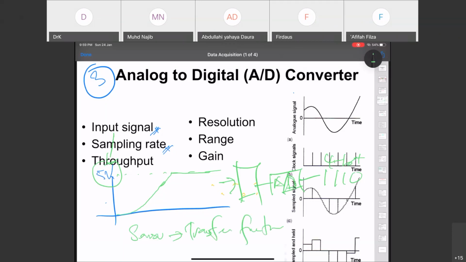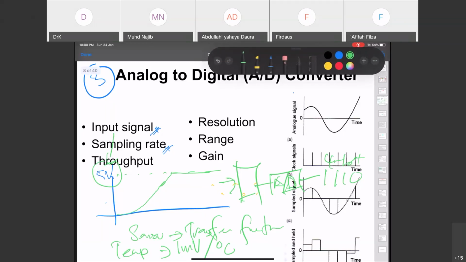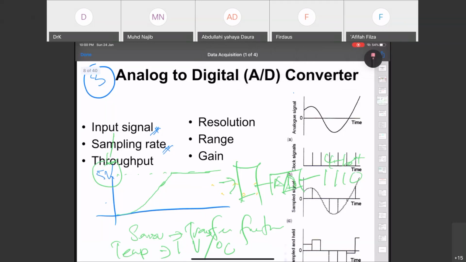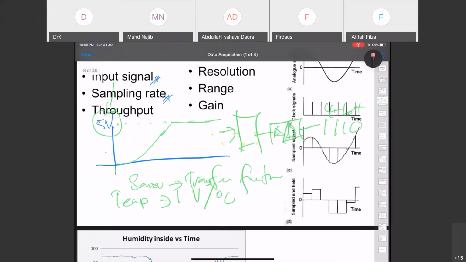function, right? For example, for the temperature sensor, I may produce 1 millivolt per degree Celsius. In this case, I would give like 1 volt per Celsius. Okay. So now, if I have 1 degree Celsius, I will get 1 volt.